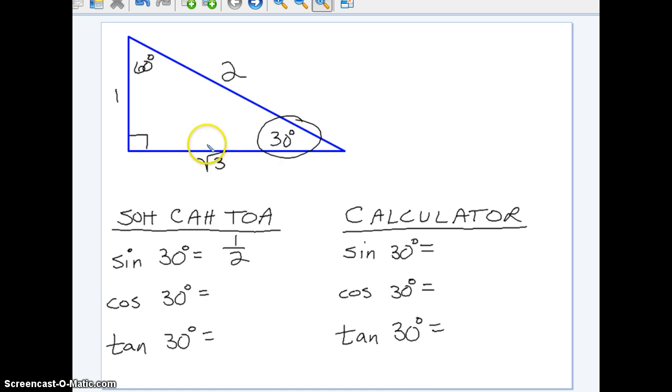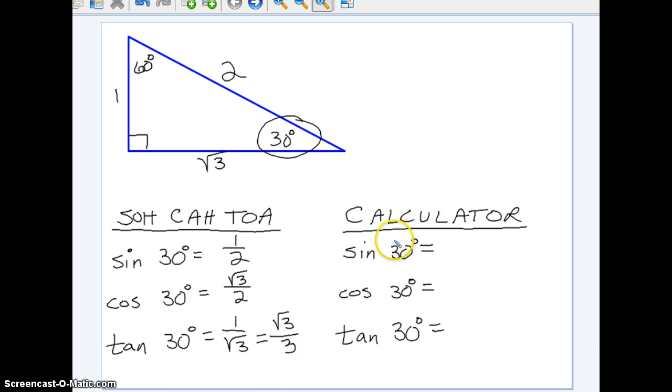Cosine is adjacent over hypotenuse, so it's square root of 3 over 2. And tangent is opposite over adjacent, so it is 1 over square root of 3, which does simplify to square root of 3 over 3.